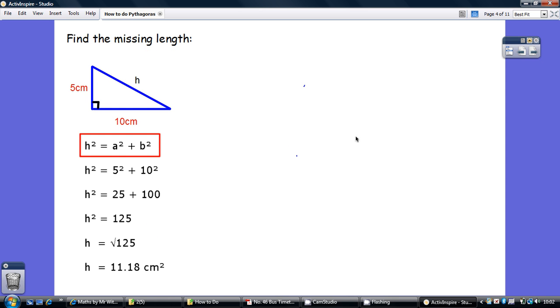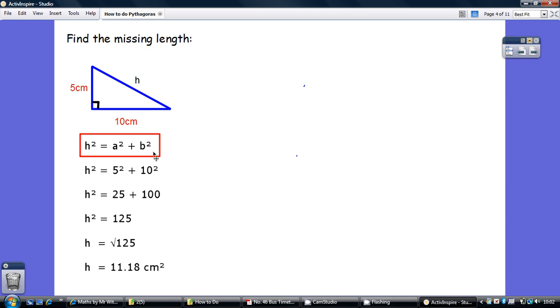So here's a classic type question. We're given two lengths, we've got to find the third length. It's a right angled triangle. So the first thing we do is establish the fact that we're working out the longest side, the hypotenuse. That's got to be the longest side. It's got to be the biggest number. That's going to require some adding.